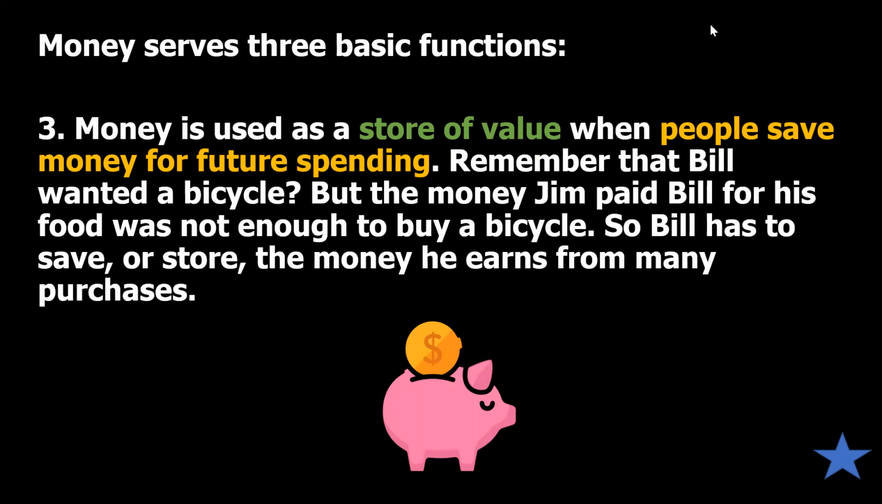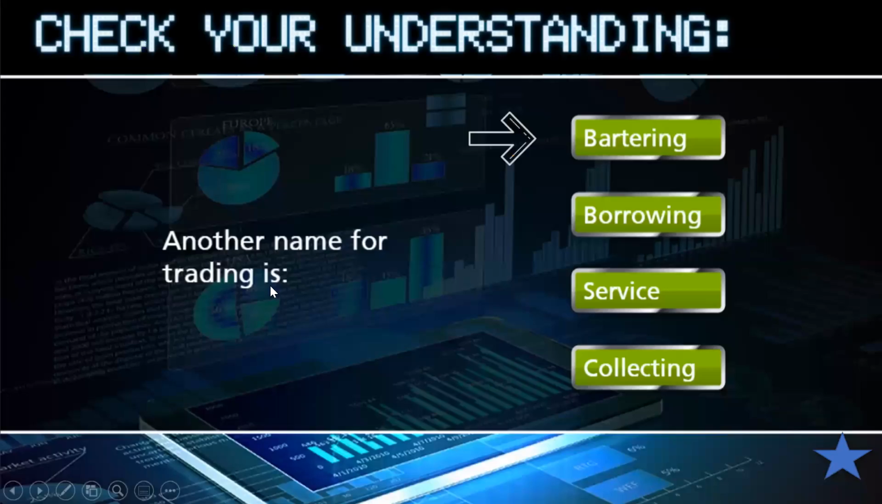And third, we have money as a store of value. Store, the verb to store means to save, to keep away. So money is used as a store of value when people save money for future spending. For example, remember the grocer Bill that wanted a bicycle? Okay, if Jim had paid him with real money for his really small purchase, that money wouldn't have been enough to pay for a bicycle. So Bill has to save or store the money he earns from many purchases in order to save to get his new bicycle. So in summary, what did we just see?